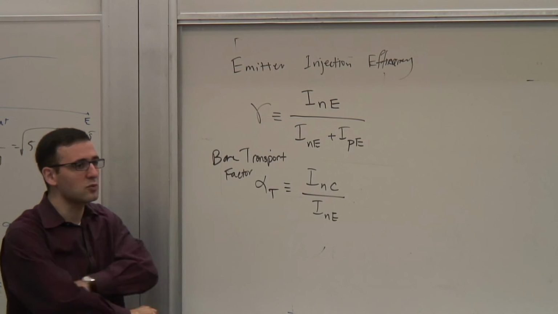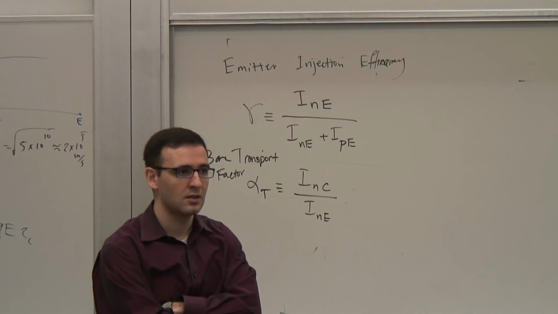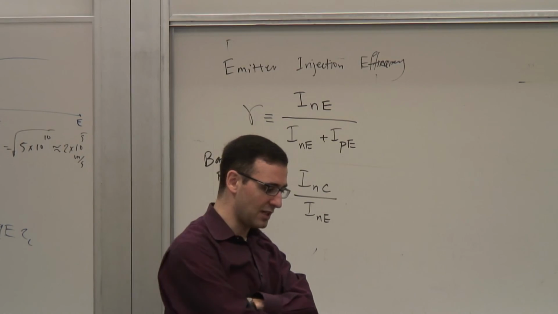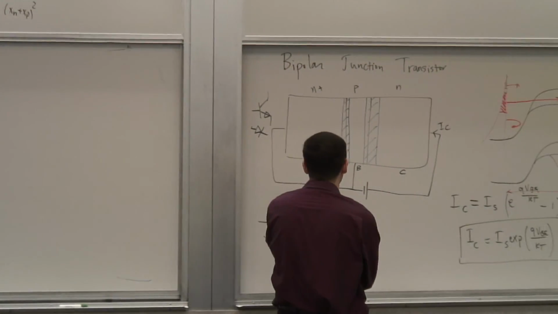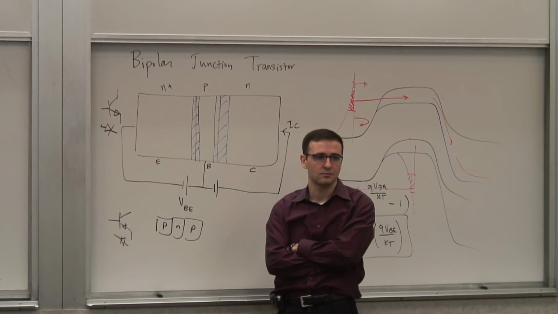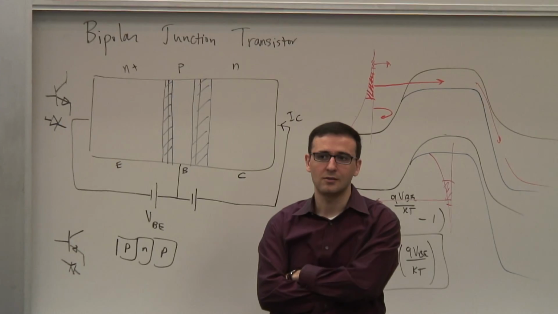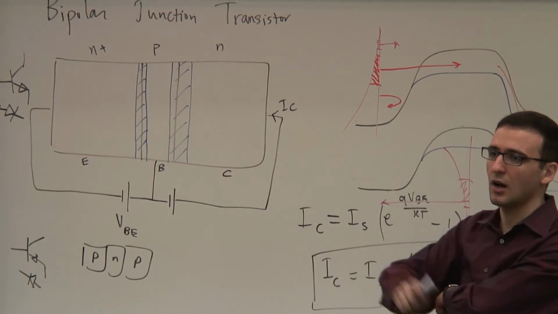And you want this to be as large, as close to 1 as possible. How would you make this as close to 1 as possible? Make the base very thin. Also reduce the possibility of recombination. So you have to remove things from the base that can result in more recombination. For instance, if you have other kinds of impurities, they are called traps. They can create trap energy levels, and they increase the chance of recombination.